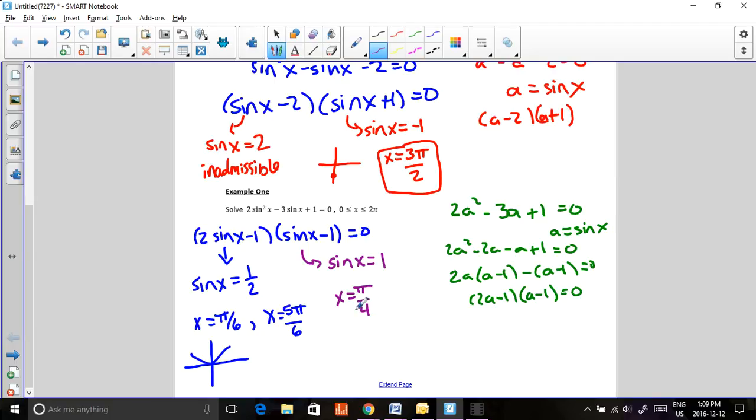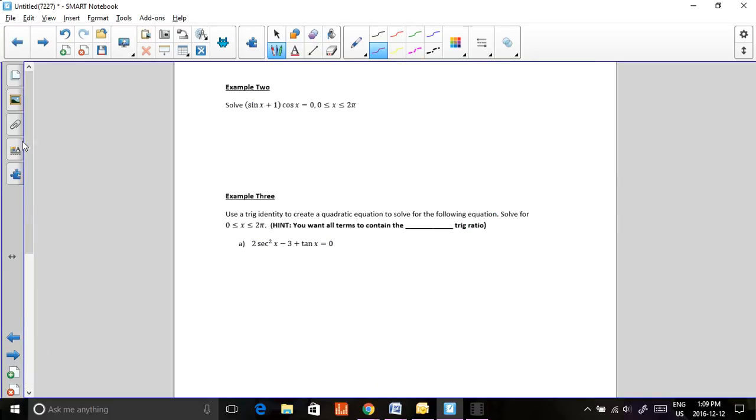So there we go. Oh, sorry, not pi over 4, pi over 2. So all three of these answers are solutions to that quadratic equation. All right. Okay, next example.